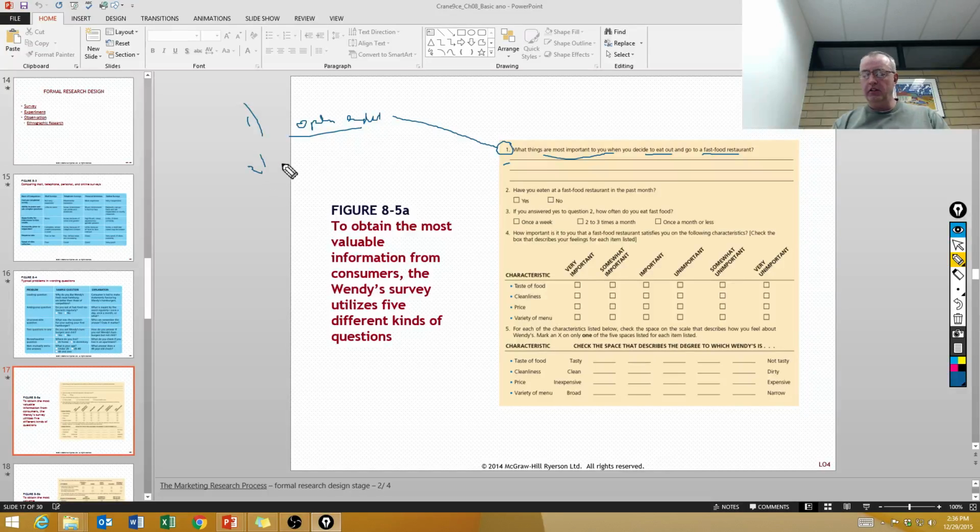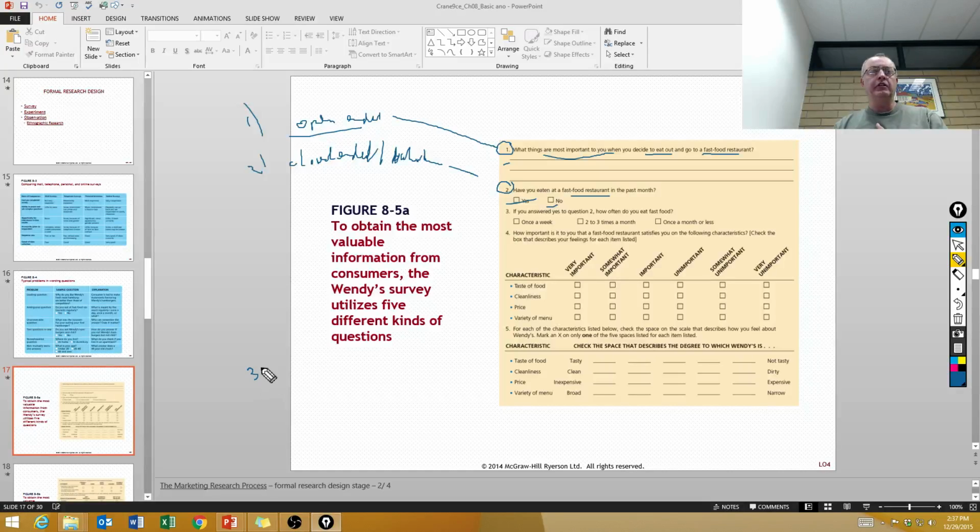The second type of question is called a closed-ended question, or a dichotomous question, where you have a choice between 2 different types of answers. So question number 2 here is an example of a closed-ended question. So have you eaten at a fast food restaurant in the past month? Yes or no? True or false? Yes or no? That's a dichotomous question.